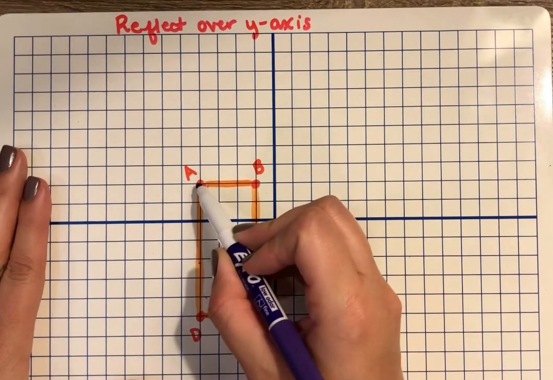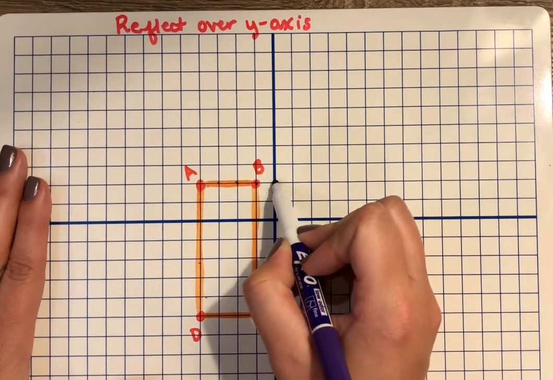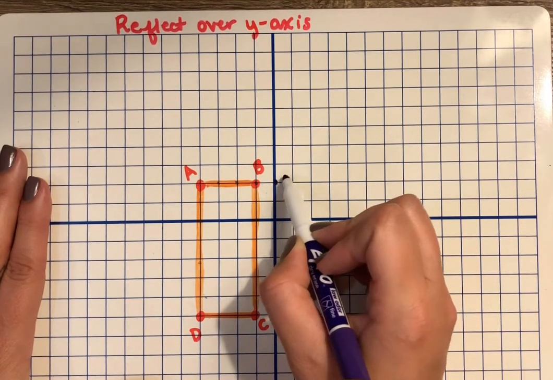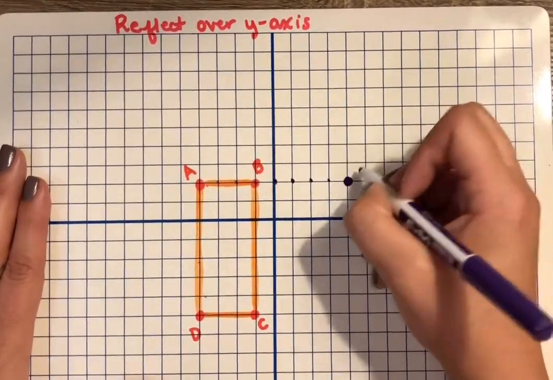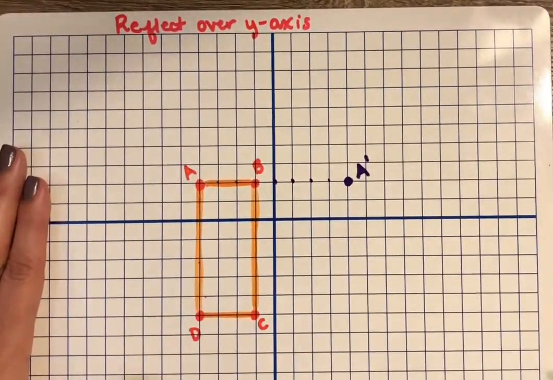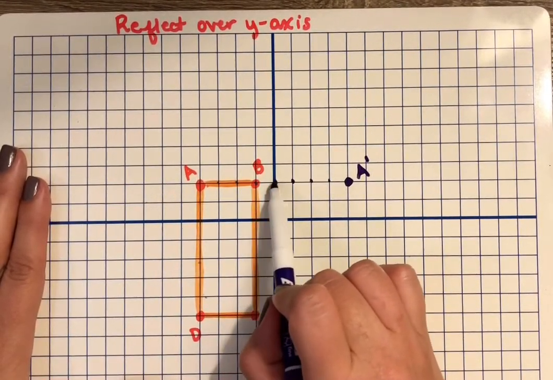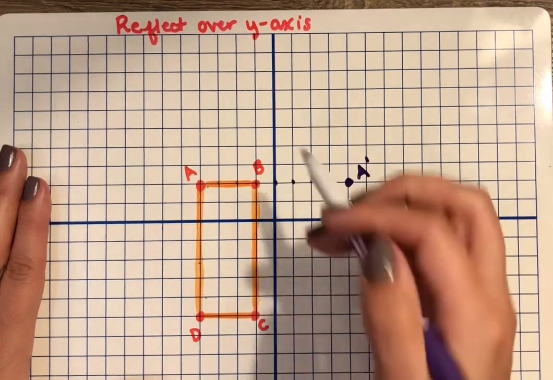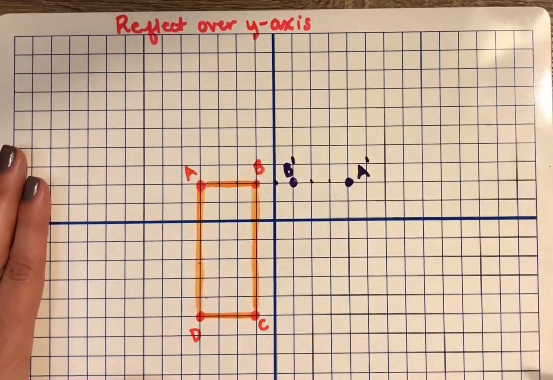So A is 1, 2, 3, 4 units away from the y-axis. So I'm going to move 4 units on the other side. So 1, 2, 3, 4. So this is the location of A prime. B is just 1 unit away from the y-axis. So I'm going to move 1 unit on the other side of that line of reflection.